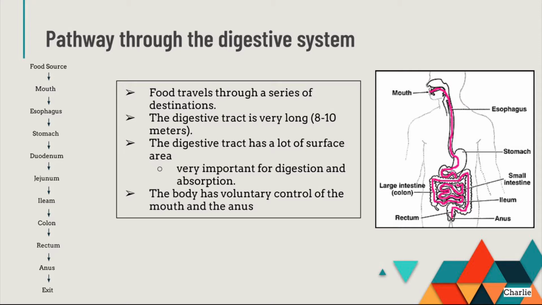The digestive tract is very long, as it is 8 to 10 meters long, and it has a lot of surface area due to how long it really is. There are also other components that create more surface area. This is very important because surface area is necessary for digestion and absorption. And the body has voluntary control of the mouth and the anus.